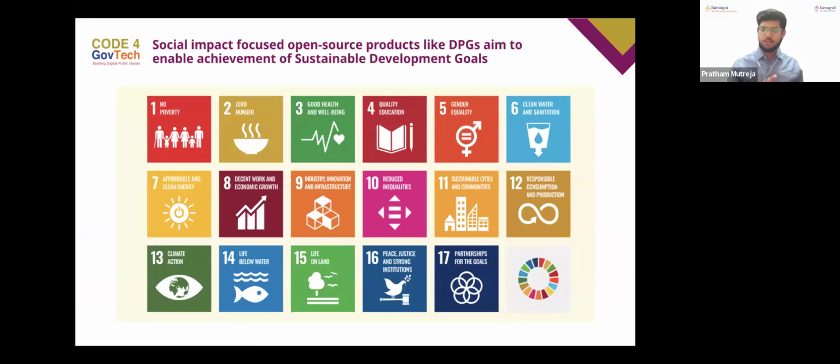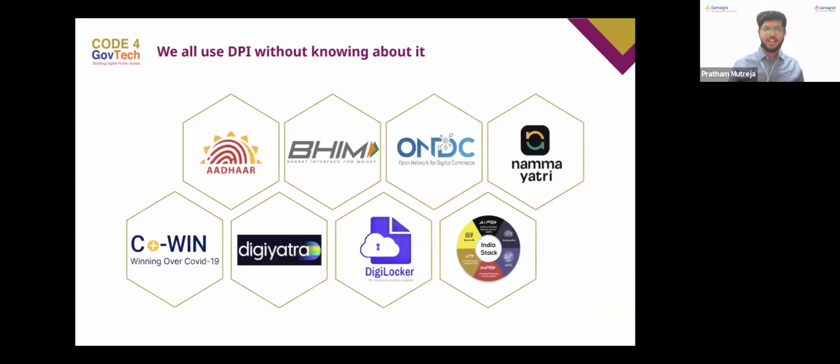There are certain open source pieces of technology that aim to achieve sustainable development goals. Sustainable development goals are goals like eradicating poverty, eradicating hunger, maintaining good health and well-being, quality education, gender equality, and all that. There are open source technologies that aim towards these goals, and we call them digital public goods. Now, what are digital public goods? Let's dive into that.